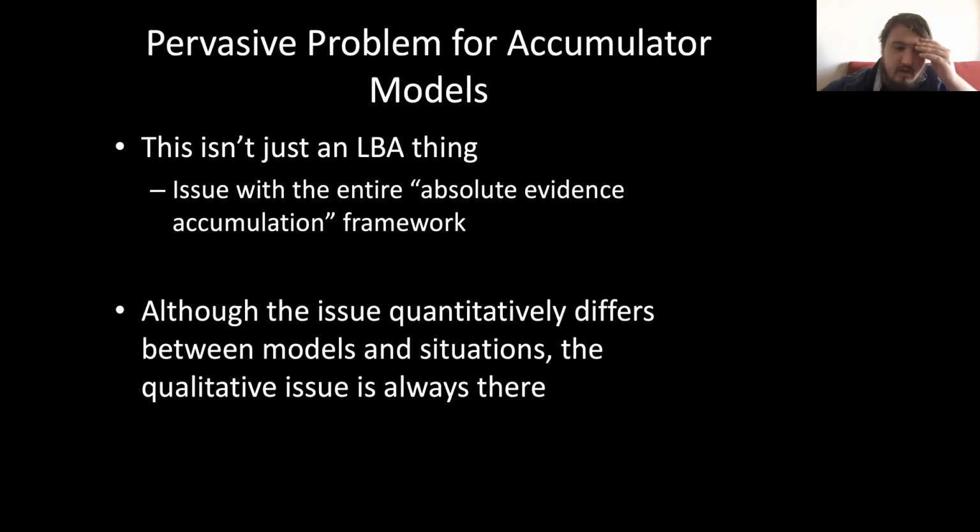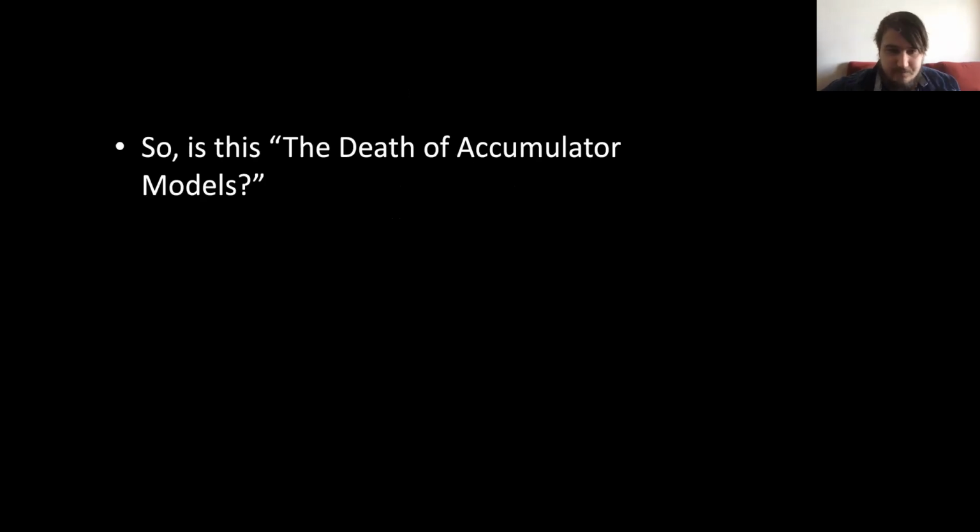And so although the issue quantitatively differs, so you get higher correlations for the racing diffusion model than the LBA, the qualitative issue is that if you generate with a zero value of threshold, you can't really separate it from high positive and high negative values.